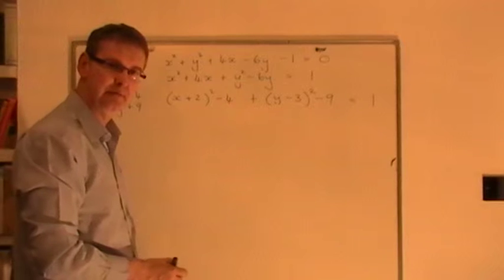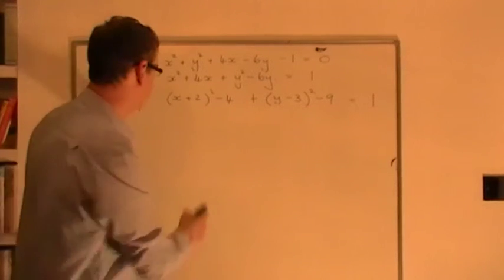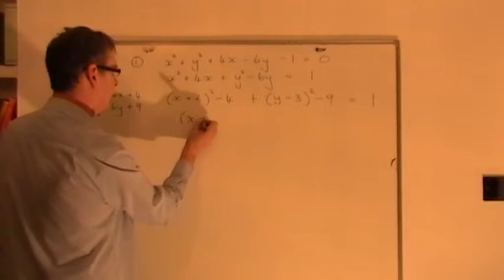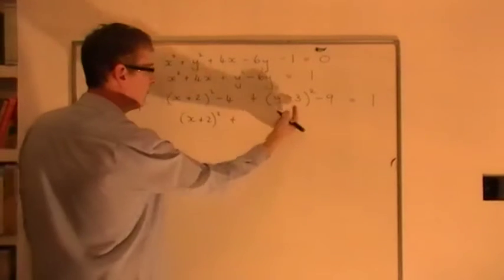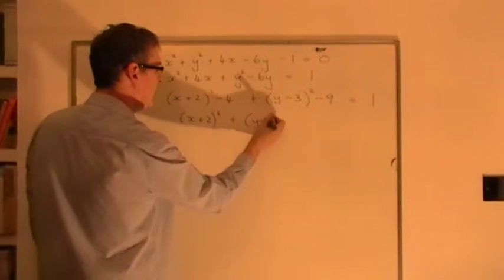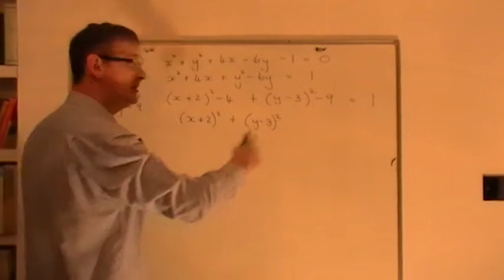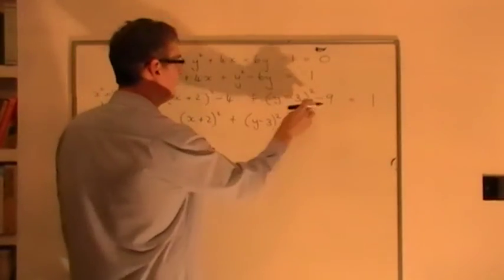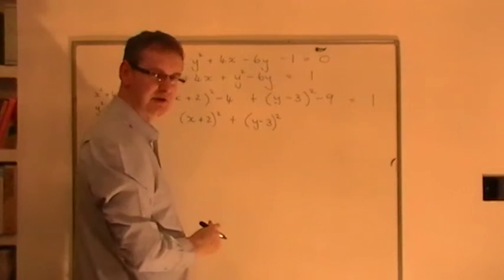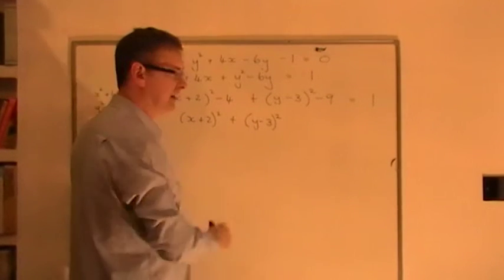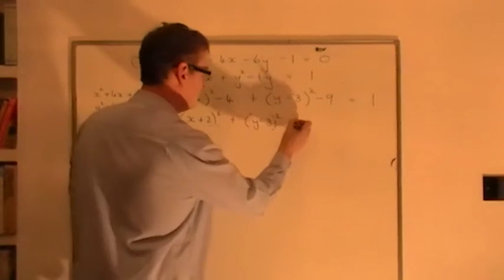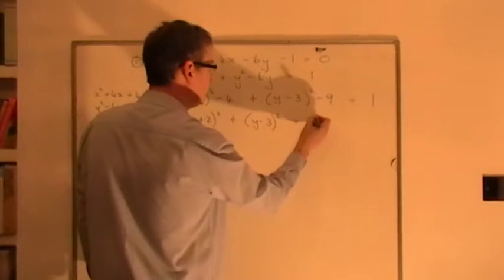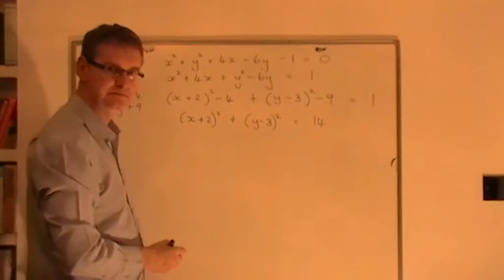Okay, now we just reorder things slightly. We put the bracket with x squared in first, plus we put the bracket with y squared in second, and we take all the numbers to the other side. So you get minus 4, minus 9, that's minus 13, take it to the other side, becomes plus 13, together with the plus 1 gives you plus 14, like so.